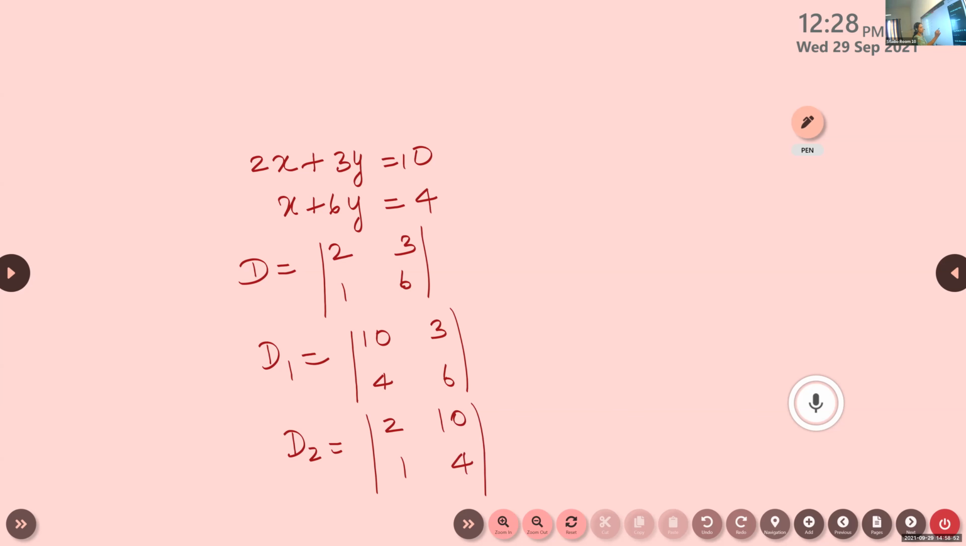Then what is x? x is given by D1 by D, y is equal to D2 by D, provided D is not equal to 0. If D is equal to 0, then what will you do? First you complete up to this. Find out what is D, D1, D2.